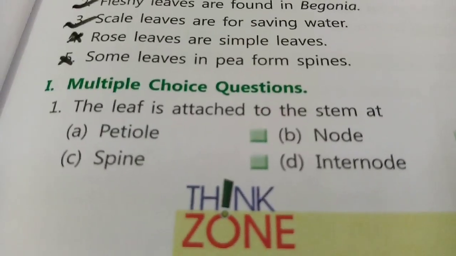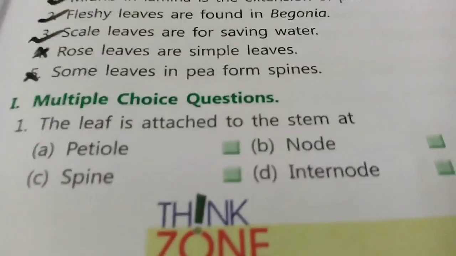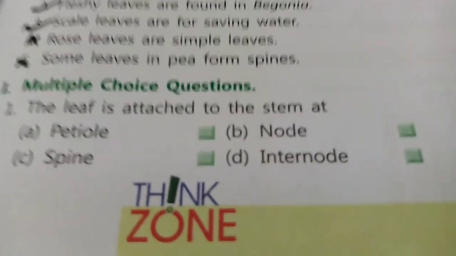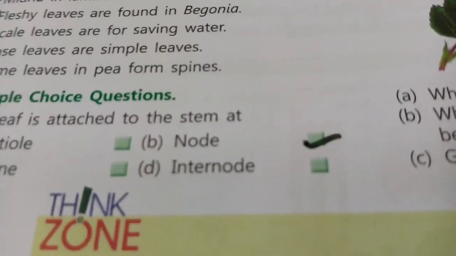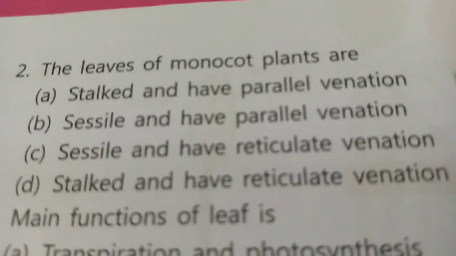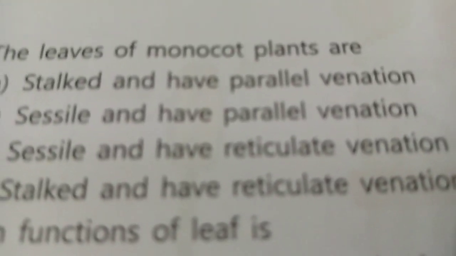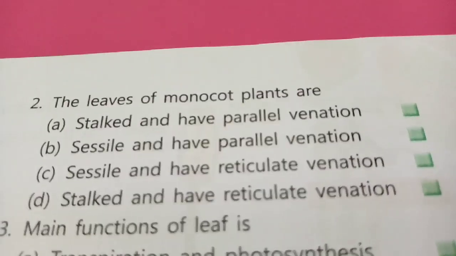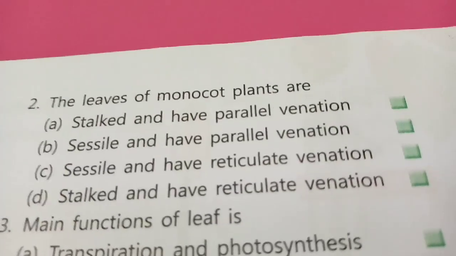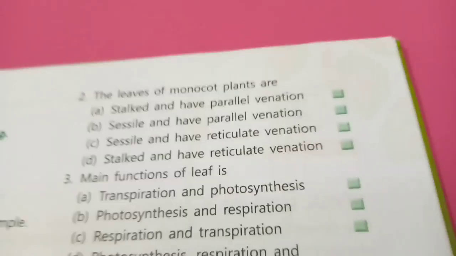First question, the leaf is attached to the stem at, here 4 options are there: petiole, spine, node, internode. Here the answer is B, that is node. The leaf is attached to the stem at nodes. Now second question, leaves of monocot plants are. Here four options are there. Know that monocot plants have parallel venation. And which type of leaf, sessile or stalked? Option B is the answer: sessile and have parallel venation.